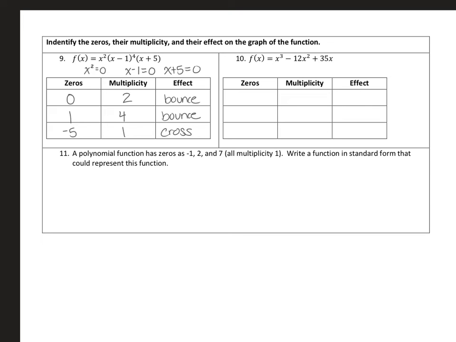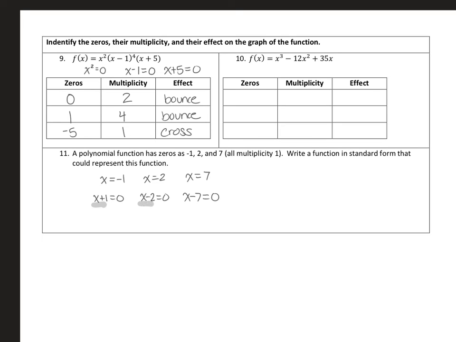Number 11, a polynomial function has zeros negative 1, 2, and 7, all multiplicity 1. Write a function in standard form that could represent this function. If we have zeros of negative 1, 2, and 7, all with a multiplicity of 1, which means they happen once, we need to get each of these equal to 0. So I'm going to add 1 over here: x plus 1 equals 0, x minus 2 equals 0, and then x minus 7 equals 0.